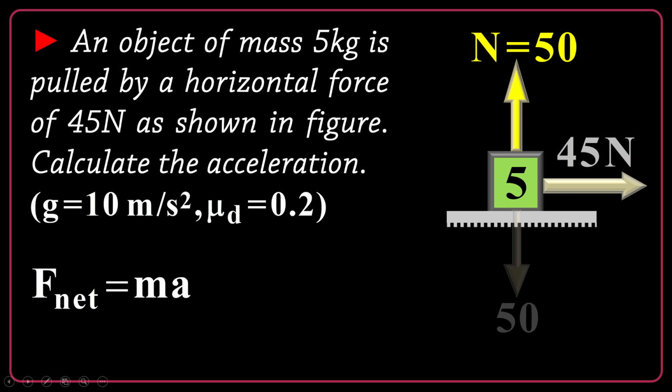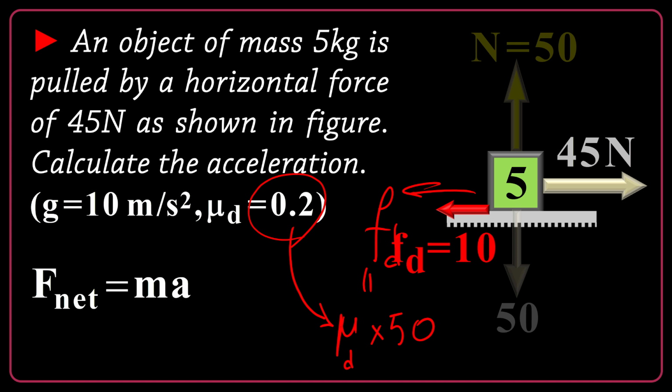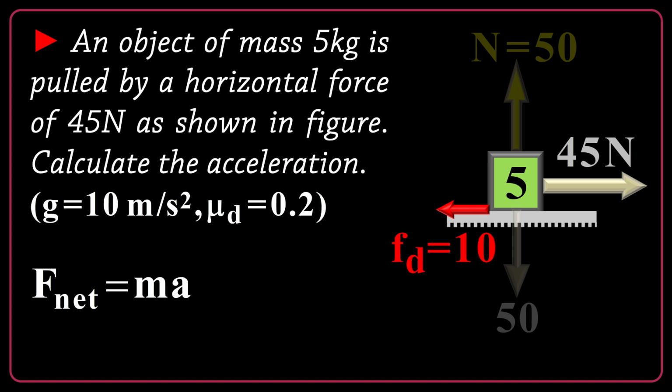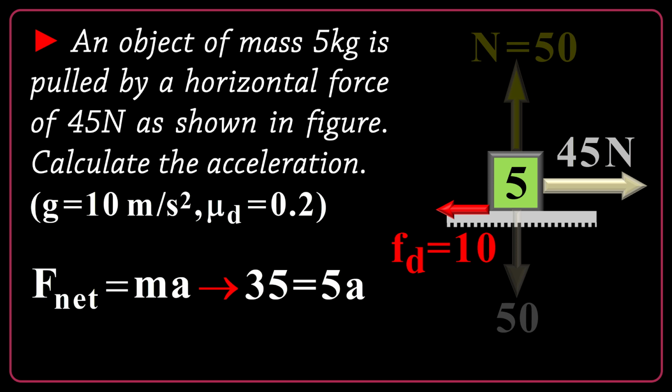45 newtons to the right, and then the dynamic friction leftward. The dynamic friction is supposed to be mu d times this 50. Mu d is 0.2, so it's 0.2 times 50. It seems to be 10. So the dynamic friction here is 10. So on the horizontal axis, I have a 45 rightward and a 10 leftward. So if I subtract them, I will have 35. So net force will be 45 minus 10. So it's 35. I put 35 equal to ma, 5 times a. So acceleration is going to be 7 meters per second squared.